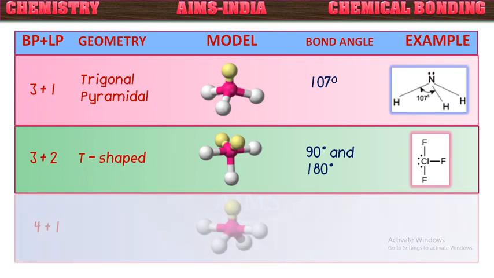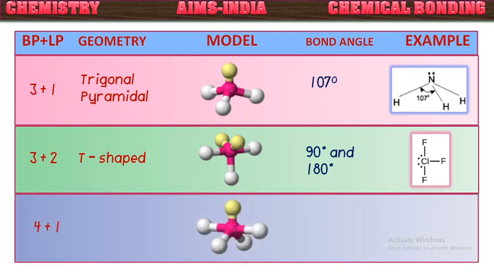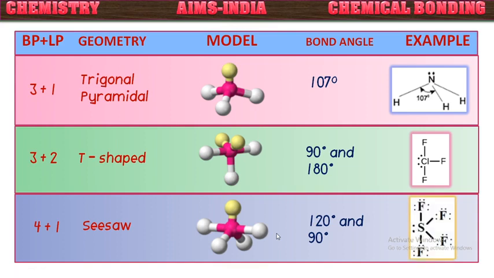Next, molecules with four bond pairs and one lone pair. Then the shape we say is a seesaw shape, meaning three are in the same plane and the other two are like a stand. This is a T-shaped, or sorry, seesaw-shaped molecule. And here the bond angle will be 120 degrees and here it will be 90 degrees. An example for this kind of molecules is SF4.